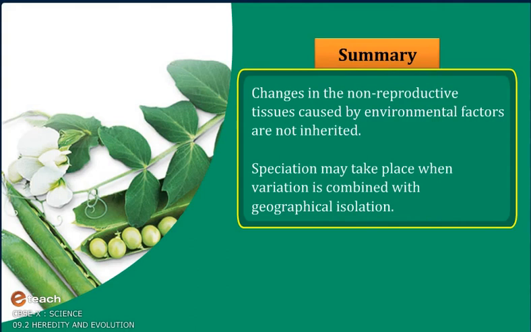Summary. Changes in the non-reproductive tissues caused by environmental factors are not inherited. Speciation may take place when variation is combined with geographical isolation.